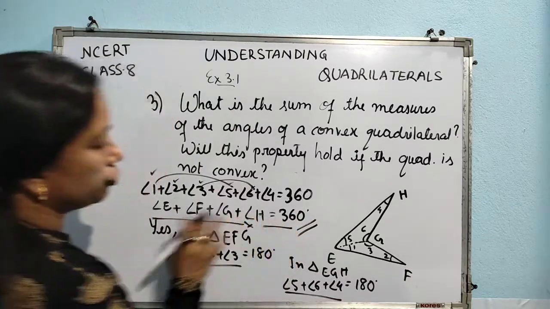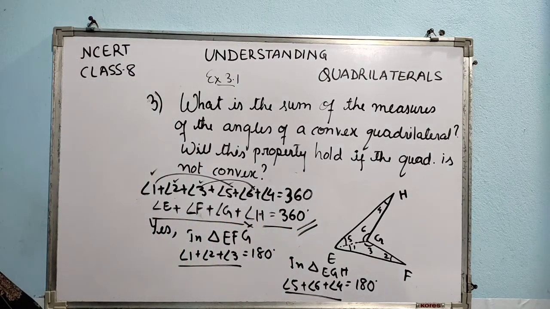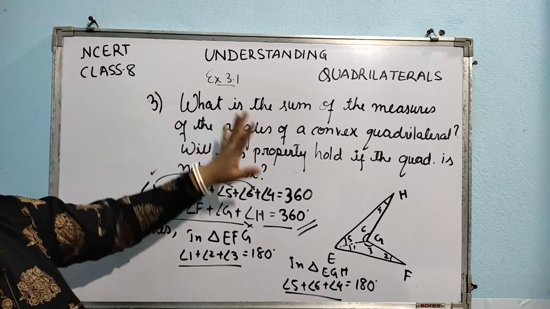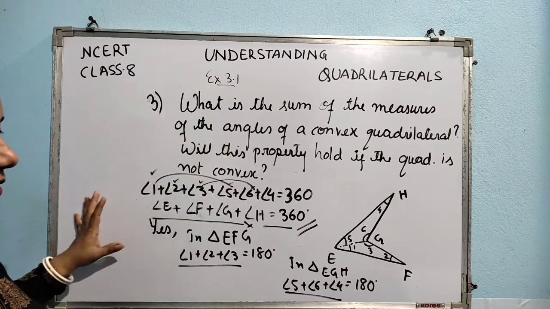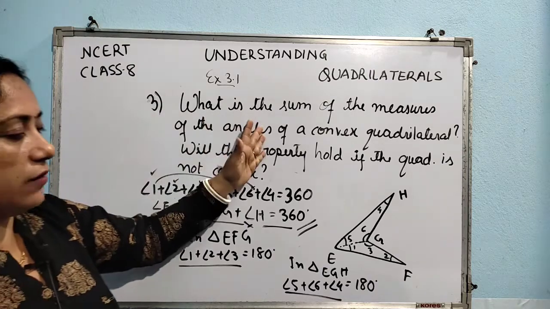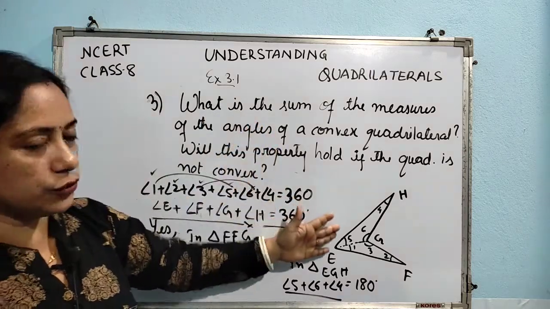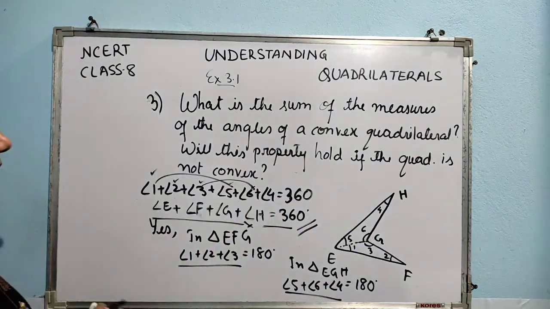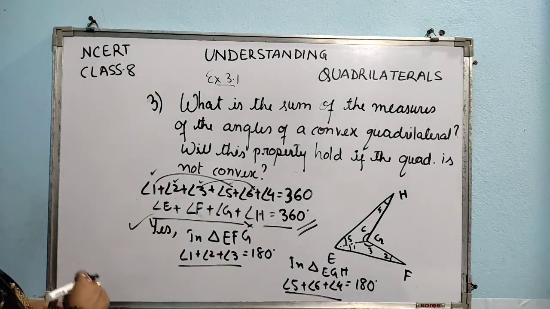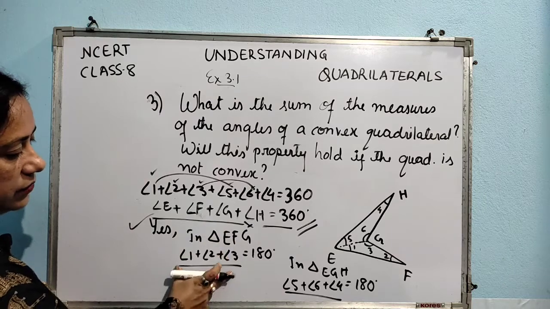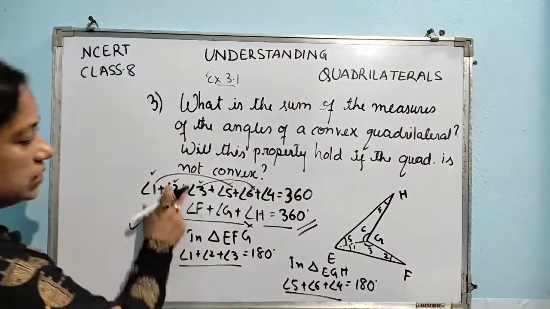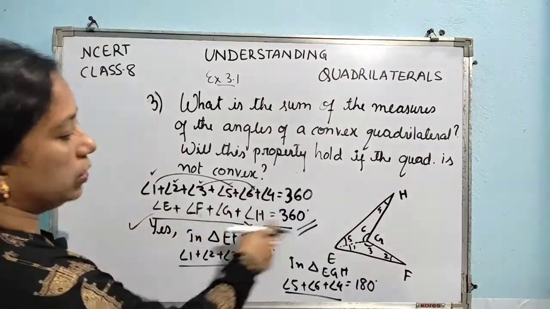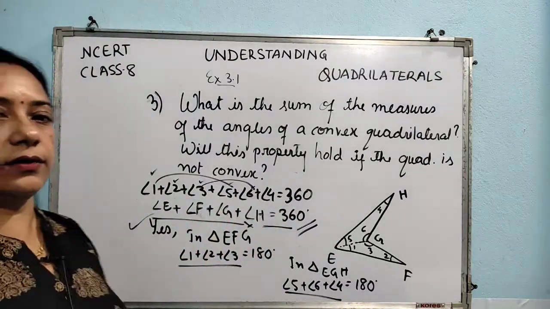So you will have to show it like this. In case of a convex quadrilateral, you will just write that the sum of all the angles in a convex quadrilateral is 360 degrees. Now in case of a concave quadrilateral, you have to show it by drawing a figure and then starting from here. You will just write yes and then you will start in triangle EFG. Adding these two equations, we ultimately get that the sum of all the four angles is equal to 360 degrees.